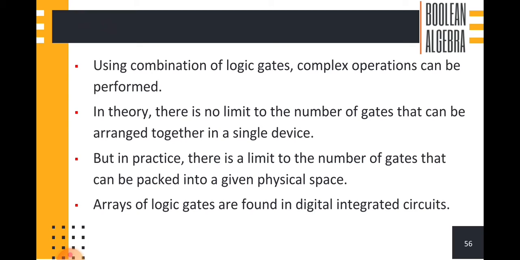Using a combination of logic gates, complex operations can be performed. We discussed a lot of logic gates. For what purpose are we using these logic gates? These logic gates are used so that complex operations can be done. In theory there is no limit to the number of gates that can be arranged together in a single device. So in theory we can use more than one logic gate to process an operation.